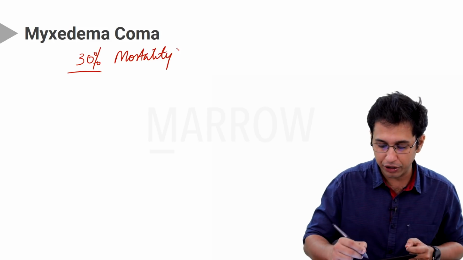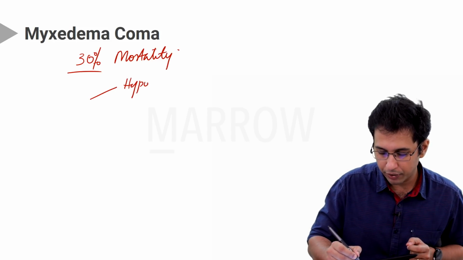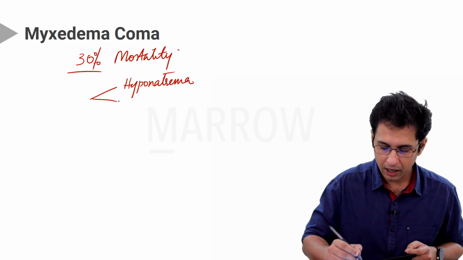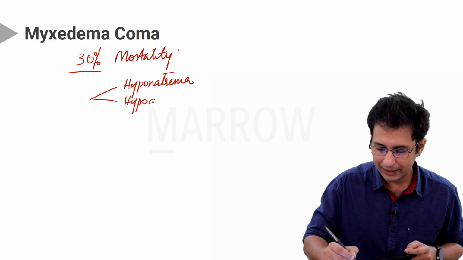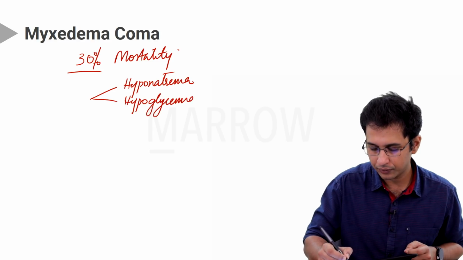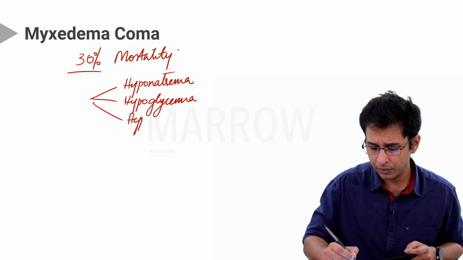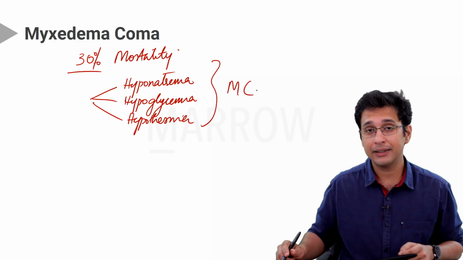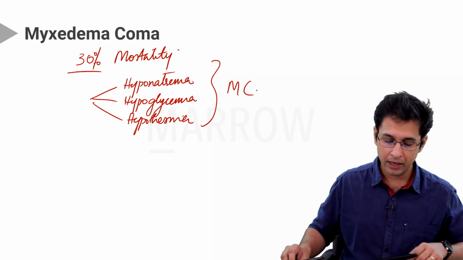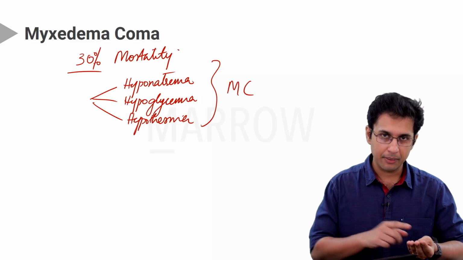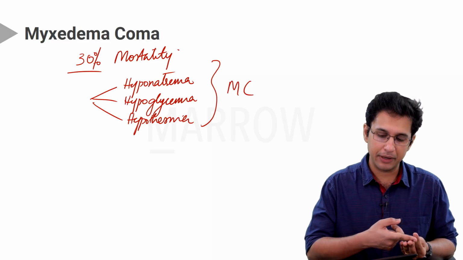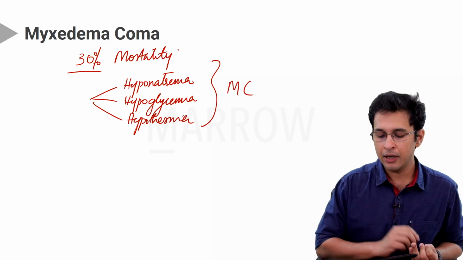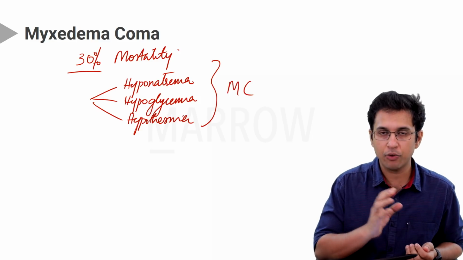Now there are three hypos you need to know. Hyponatremia, hypoglycemia, hypothermia. Okay, MC, myxedema coma. There are three myxedemas in thyroid: myxedema coma, the skin appearance myxedema, and the third one is pretibial myxedema, which we will see in hyperthyroidism. Okay, now myxedema coma, heavy mortality.